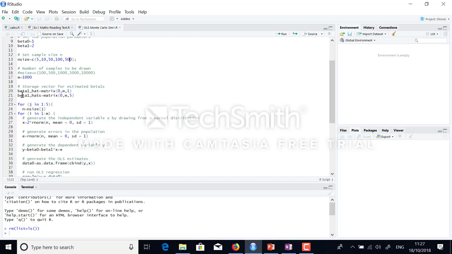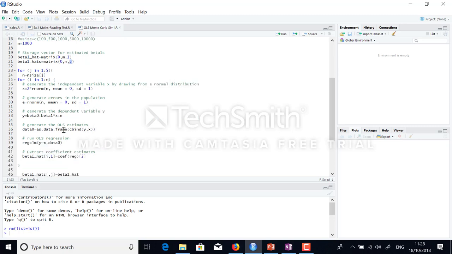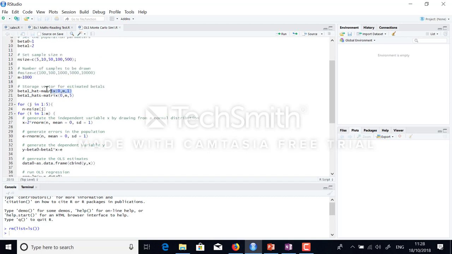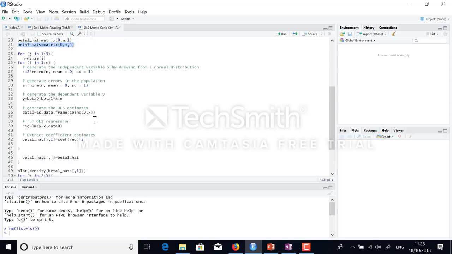Now, my beta 1 hat is a matrix that is going to store all the 1,000 betas. All the 1,000 betas in each case. Beta 1 hat is going to store... Wait a sec. Beta 1 hat. Why did I create this? This one is for each separate sample, and this one is for just storing temporarily. Okay. Yeah, and then we just store all 5 into one matrix afterwards for drawing purposes.